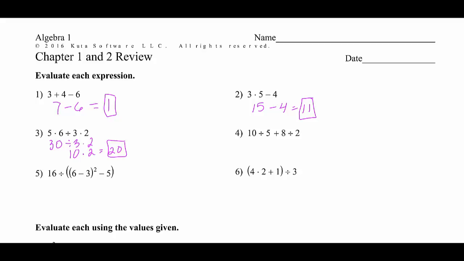Now on 4, we have division twice and addition in between. So we need to do both of those different division problems and then add our answers. So 10 divided by 5 is 2. 8 divided by 2 is 4. We're going to put a plus sign in between, and 2 plus 4 is 6.